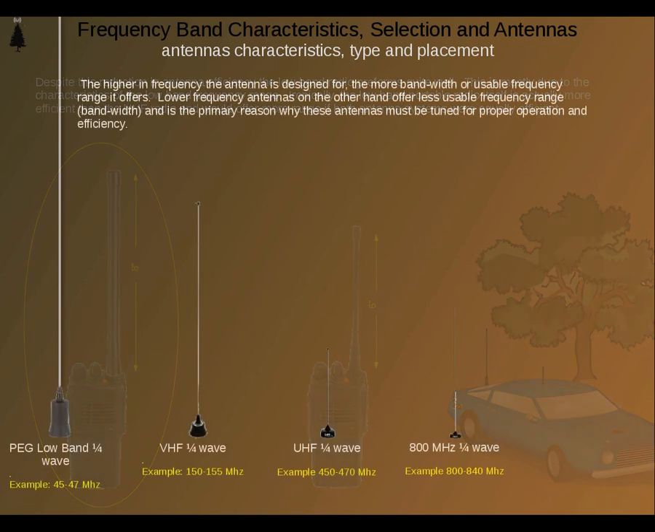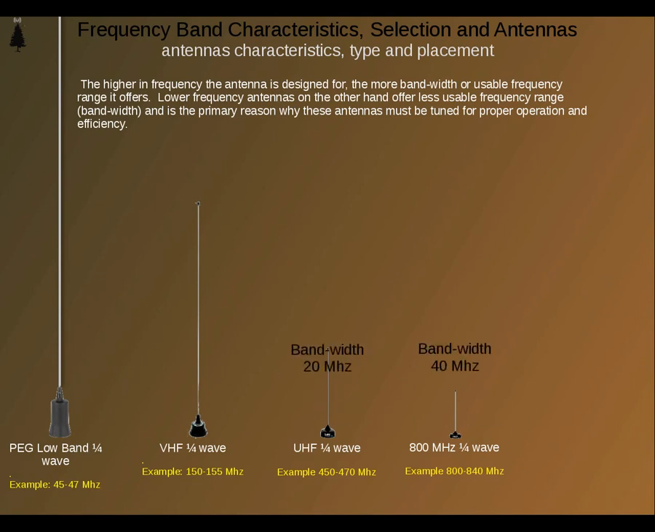The higher in frequency the antenna is designed for, the more bandwidth, or usable frequency range, it offers. Lower frequency antennas, on the other hand, offer less usable frequency range, and that is the primary reason why these antennas must be tuned for proper operation and efficiency.